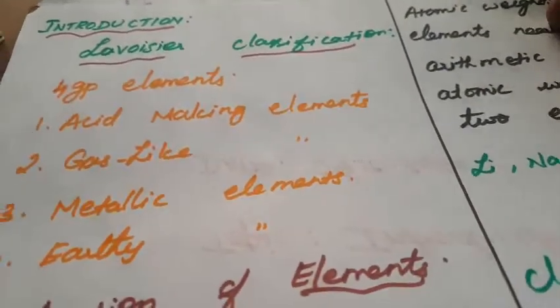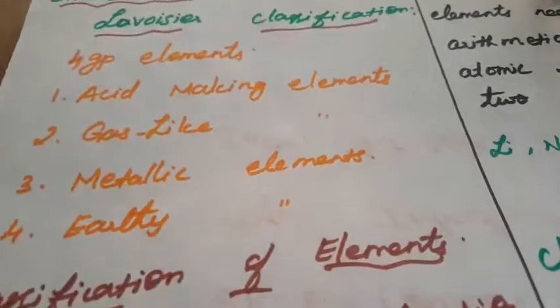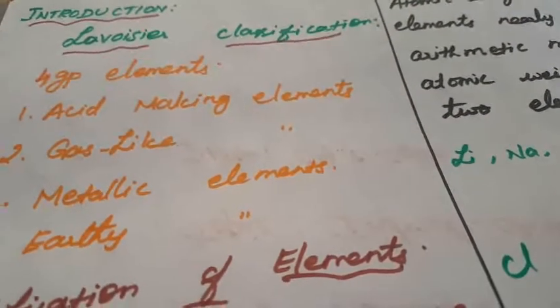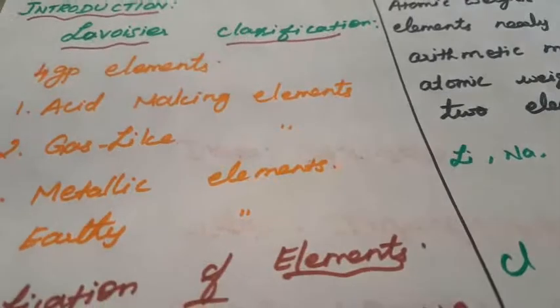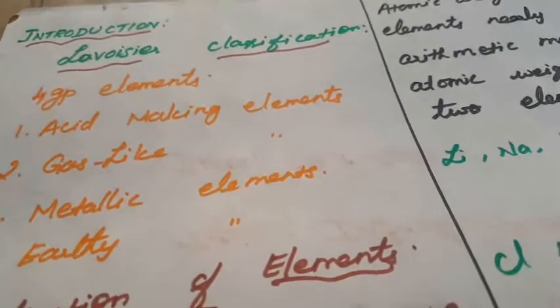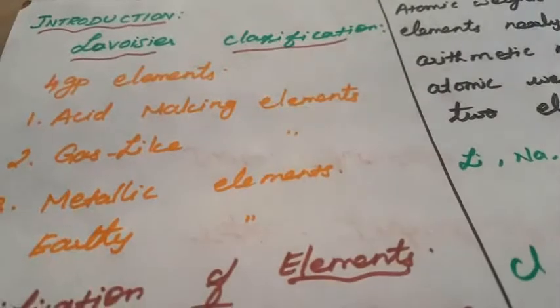How many groups are there? How many rows are there? How was the periodic table developed? That is the main reason we are going to understand this concept: how they struggled to maintain the periodic classification. So what is the main objective of the development of the periodic table?